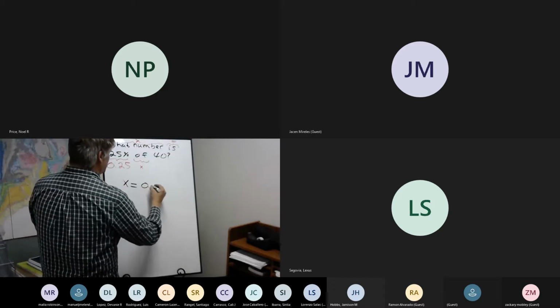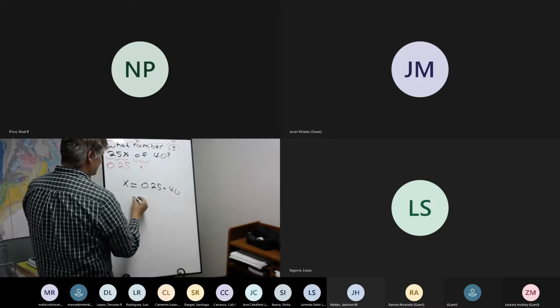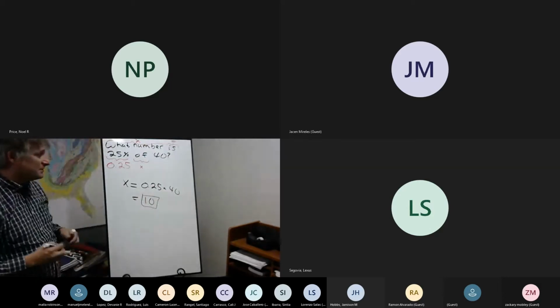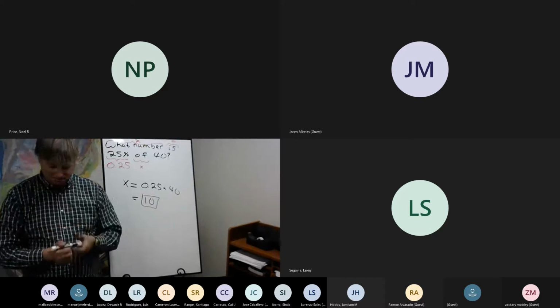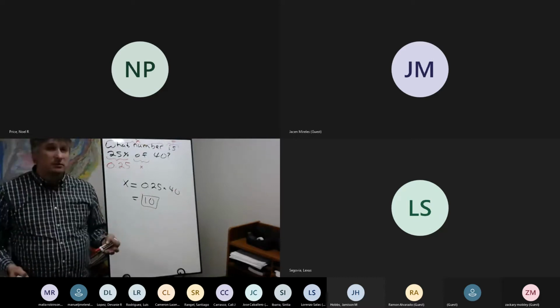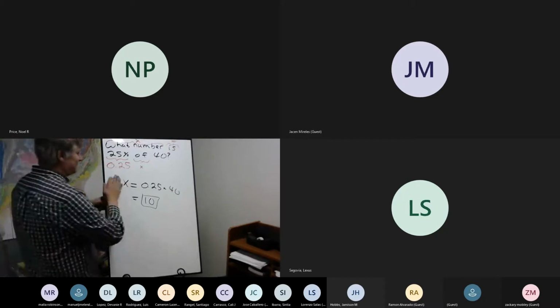equals 0.25 times 40. Where x is equal to 10. So that's one way of doing this problem. There's also another way.